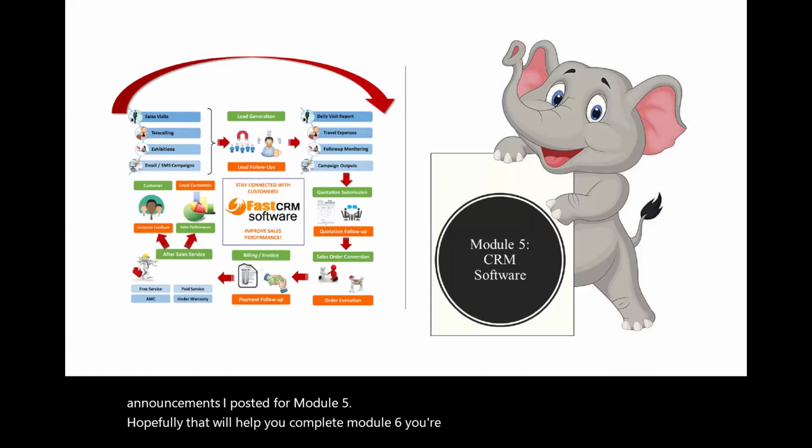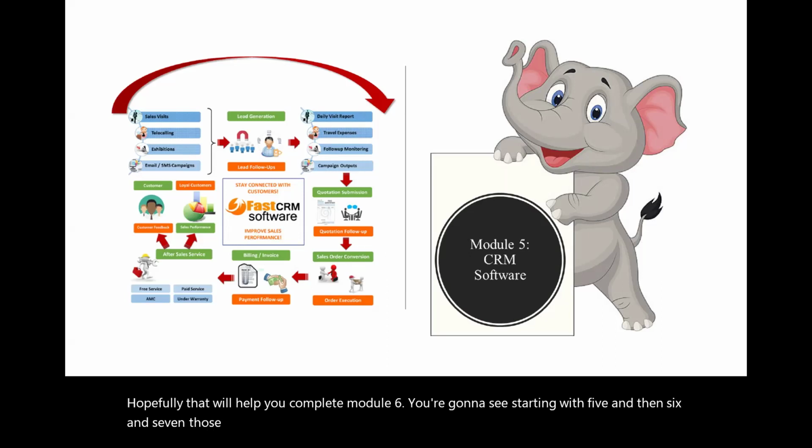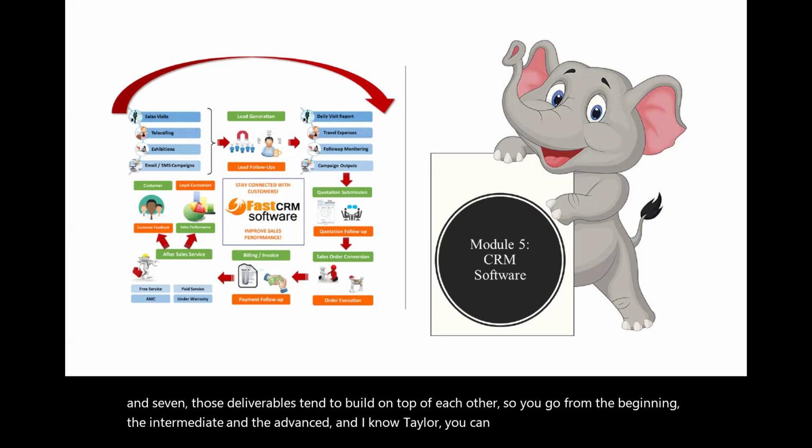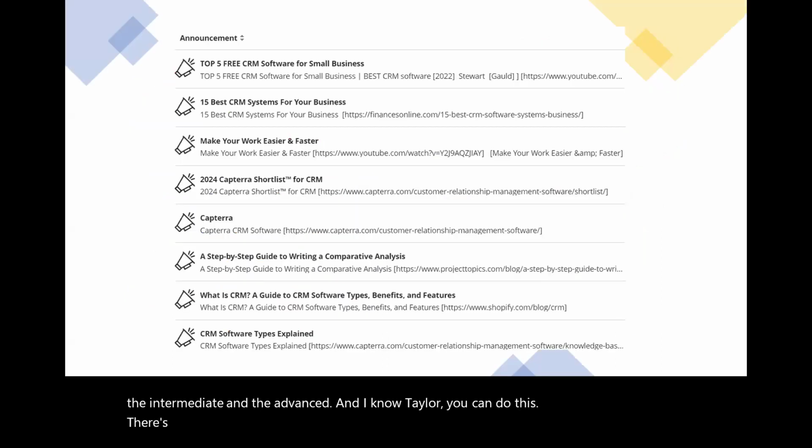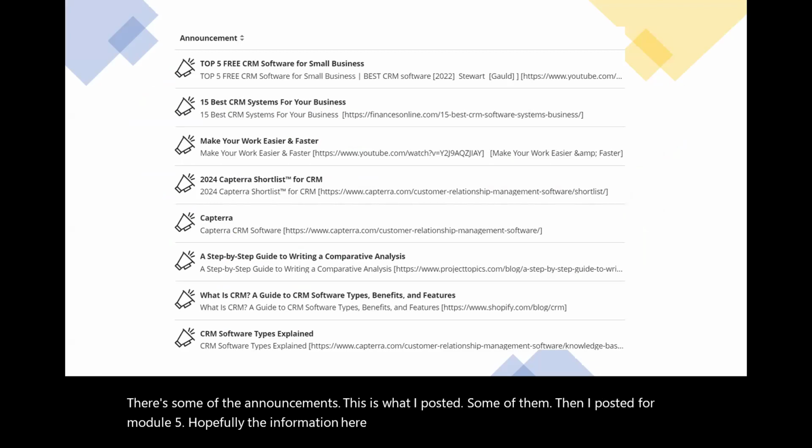You're going to see, starting with 5, and then 6, and 7, those deliverables tend to build on top of each other. So you go from the beginning, the intermediate, and the advanced. And I know, Taylor, you can do this. Some of the announcements, this is what I posted for Module 5. Hopefully, the information here will help you complete Deliverable 6.